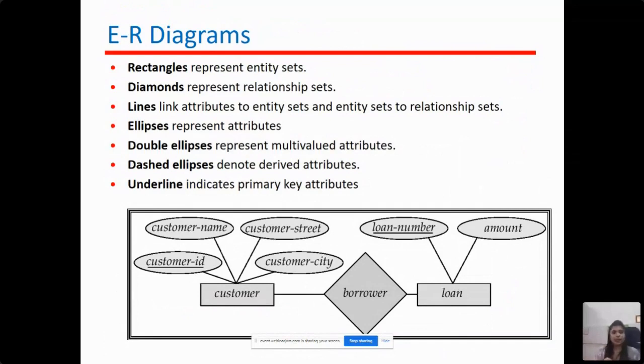ellipse. Then next comes the dashed ellipse, which will denote the derived attribute. For example, age can be derived from the date of birth. So that attribute can be shown as the derived attribute by showing the dashed ellipse. Then underline indicates the primary key attribute. I'll come on to all the types of keys.